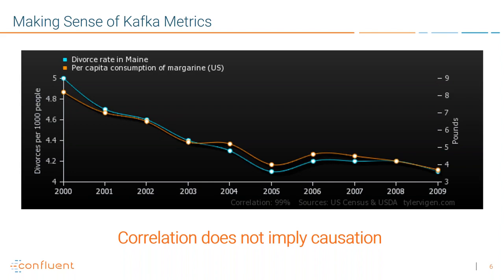There are a bunch of famous examples of why that's the case. This one tracks the divorce rate versus the amount of margarine being consumed. And if you were to blindly look at this, you could hypothesize that one of these things causes the other. And probably neither way around is terribly likely in this example.